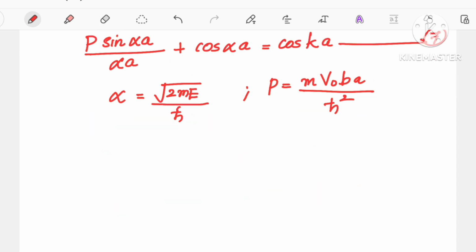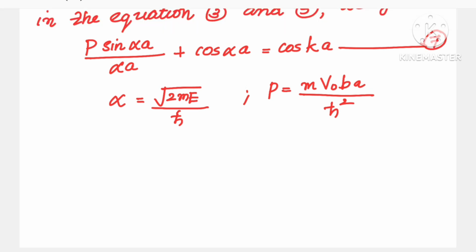While we are considering a crystal lattice, P is the strength with which electrons in a crystal are attracted to the ions. And this P is the measure of this strength. In the equation, there are two parts, a left-hand side and a right-hand side. In the LHS, the expression is P sin αa by αa plus cos αa, and in the RHS there is cos ka.